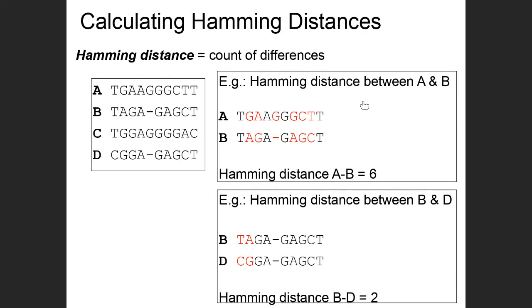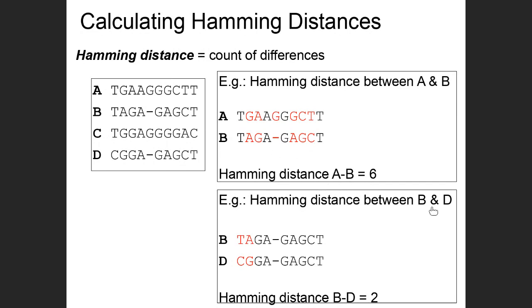So if you're counting the distance between A and B, then I'm copying this over here, and I put in red the stuff that is different, and I'll go, okay, this is different. 1, 2, 3, there's an indel, 4, 5, 6. The Hamming distance between A and B is 6.